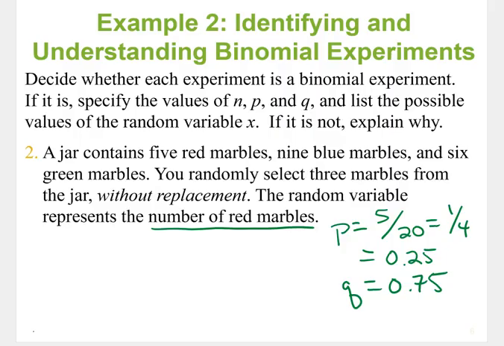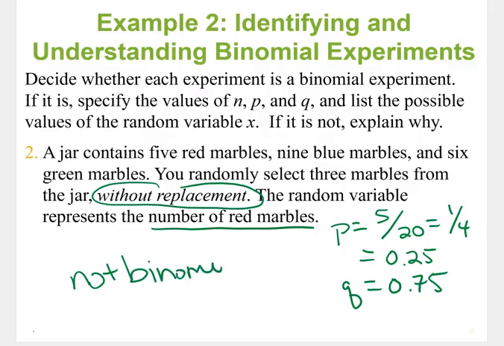But notice that it says without replacement. So that means that the first time we pull a marble out, these would be our p and q, but when we go to the next pull, we're missing a marble, so we wouldn't have 20 marbles. So we automatically know this is not binomial because the probabilities will change as we go from pull to pull of the red marbles. So this is definitely not a binomial.